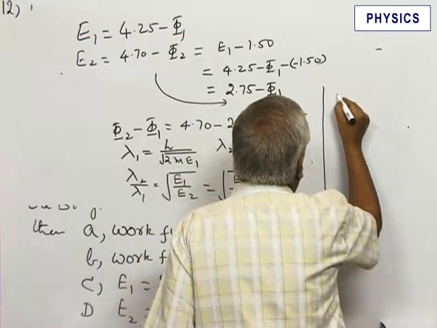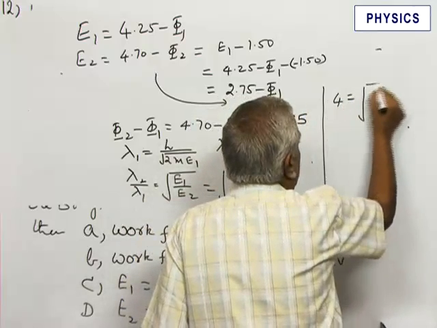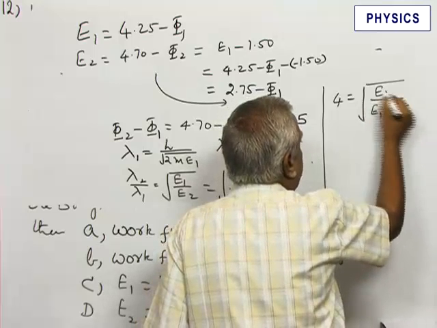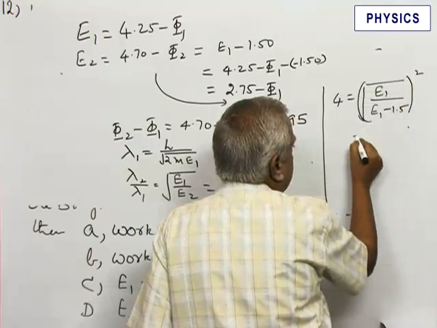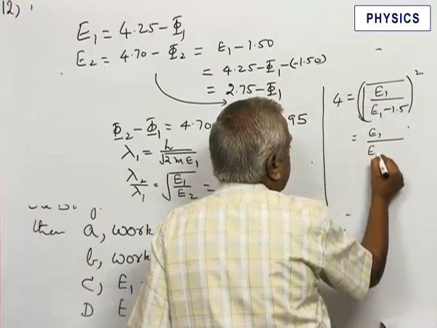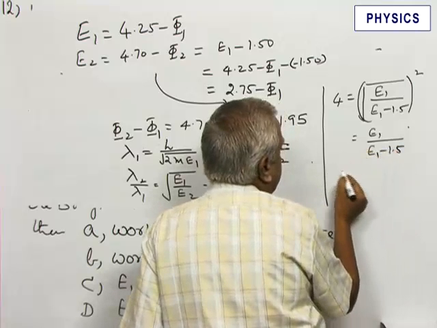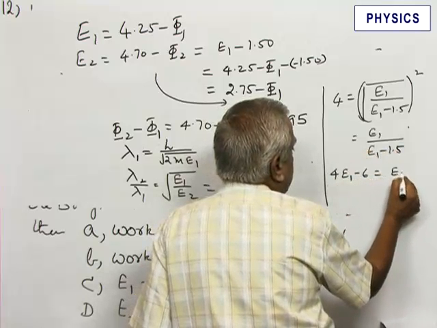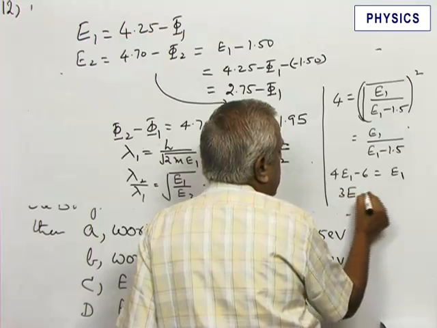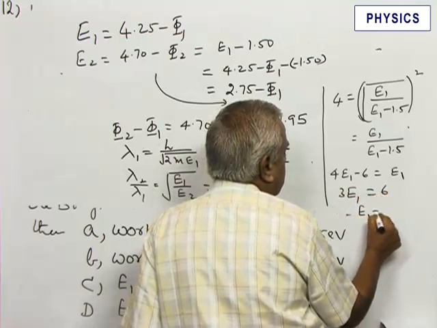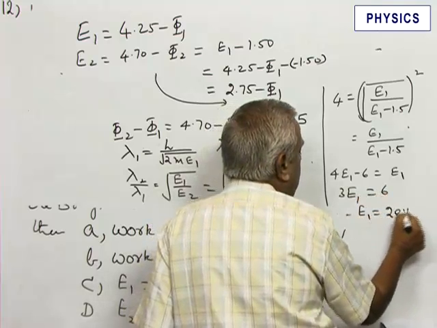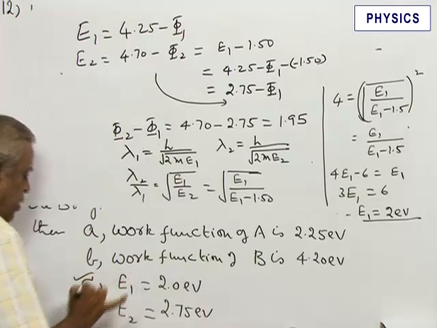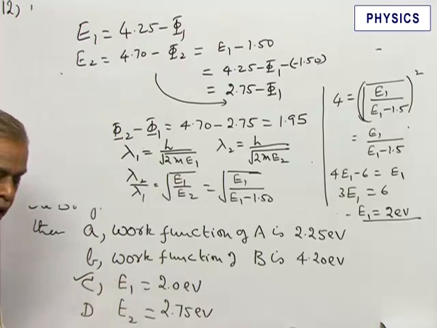So if you square it, you get 4 is equal to E1 by E1 minus 1.5. So you get 4E1 minus 6 is equal to E1, or 3E1 is equal to 6, or E1 is equal to 2 electron volt. Hence, one of the options, C, is proved to be correct. E1 is equal to 2 electron volt.